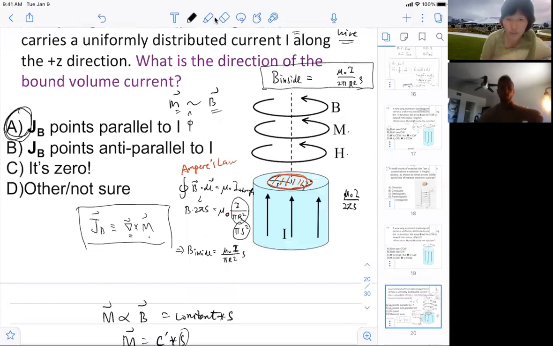So you can do it with the math or you can utilize what we learned about this being paramagnetic material and you know it's in the same direction. If it's diamagnetic material, J bound would be anti-parallel to I. You're right, that is correct.